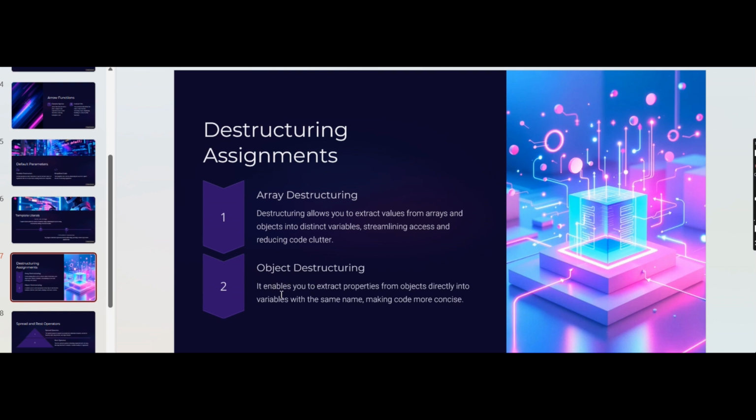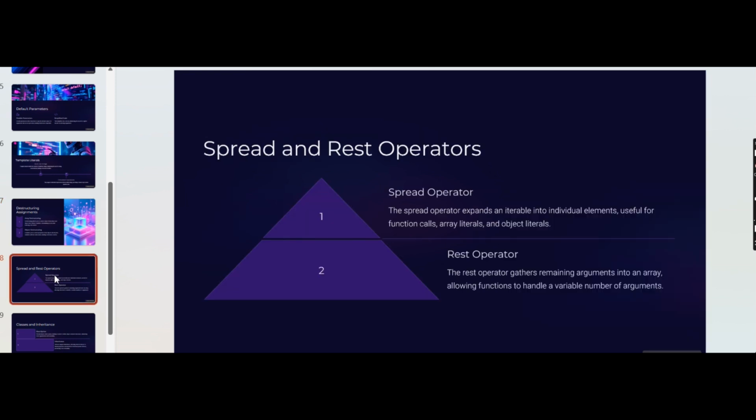Similarly, we have object destructuring. It enables you to extract properties from an object directly into variables with the same name, making code more concise. This is the same concept, but the difference is that array destructuring deals with the array and object destructuring deals with the object.